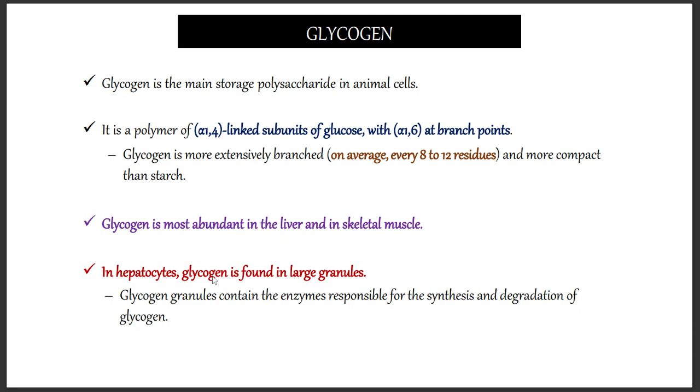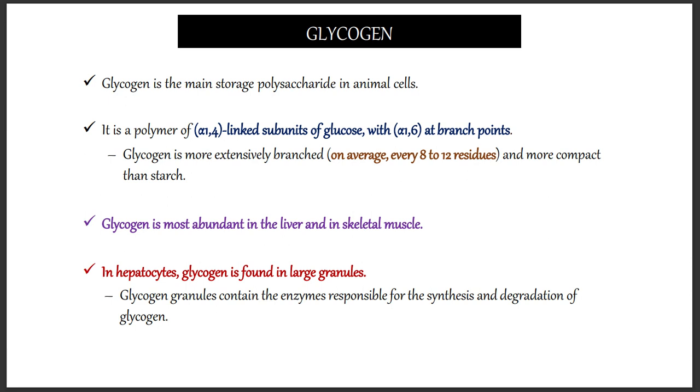So glycogen is going to be found as large granules. We already said what granules are. These are more like droplets. These granules of glycogen also contain enzymes for synthesis. So you have enzymes which can make glycogen in the same granules, in the same droplets, and enzymes which can break down the same glycogen.